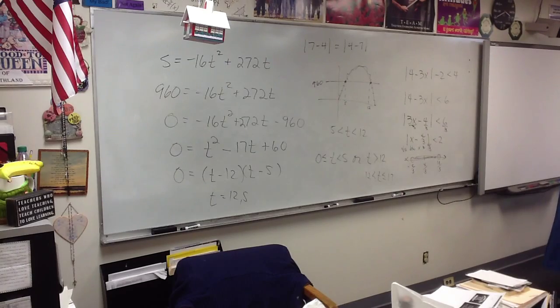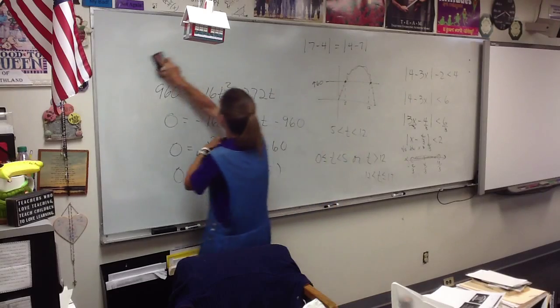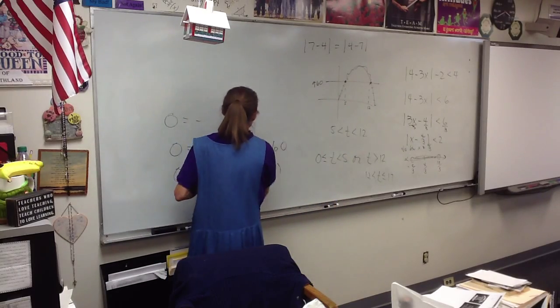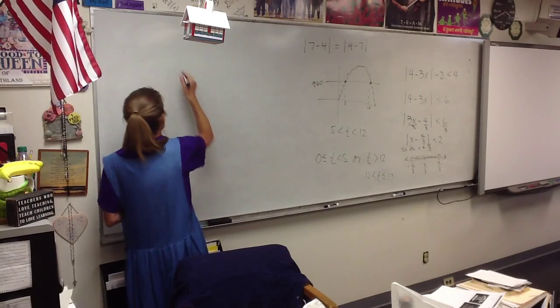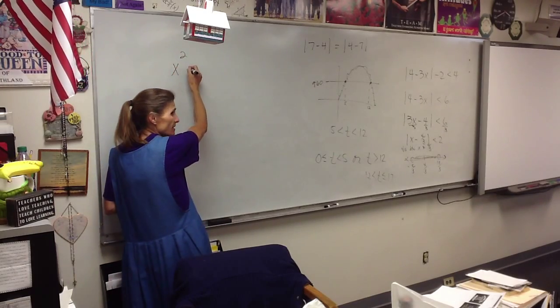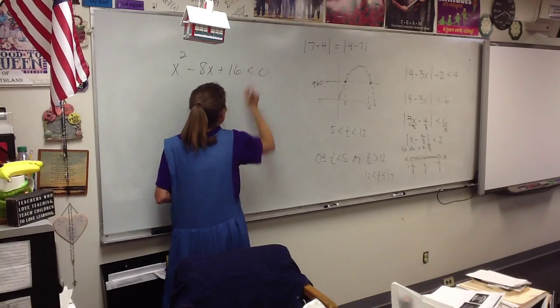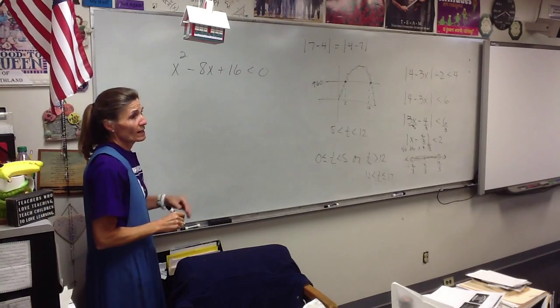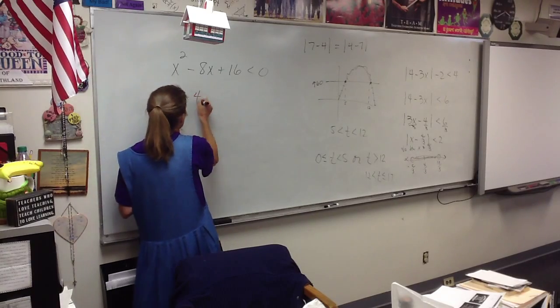Bailey: x squared minus 8x plus 16 less than 0. Okay. Yesterday we did a couple of examples, Bailey, of quadratic inequalities, which is what this one is. Is it minus 8x plus 16 less than 0? And how did we start our quadratic inequalities? We factored.